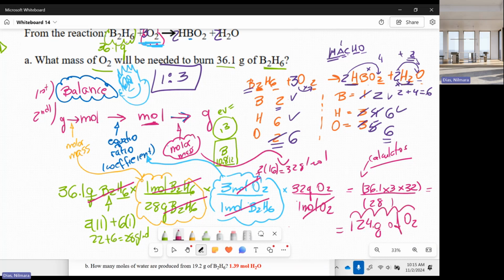Okay, this is how you do stoichiometry. The important thing is to balance, and know that you always use mole to mole. If you have grams, you need to convert to moles. If you have molecules, you need to convert to moles using Avogadro's number: 1 mole corresponds to 6.022 times 10 to the 23 particles, molecules or atoms. That's all.